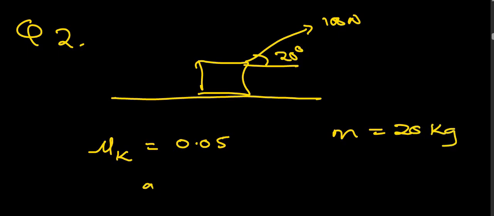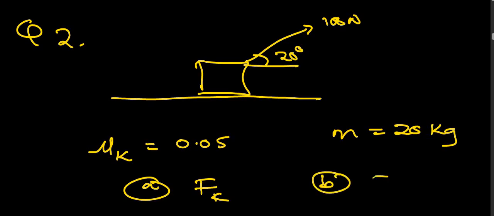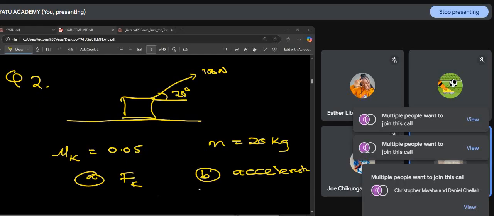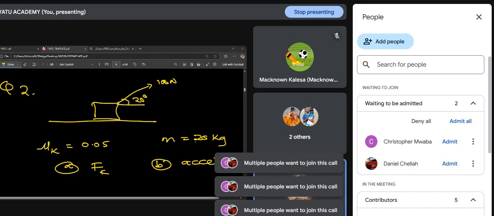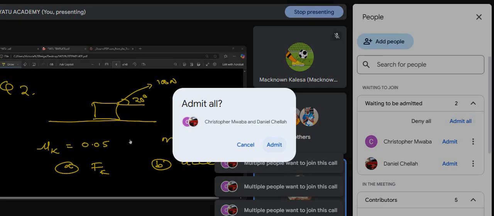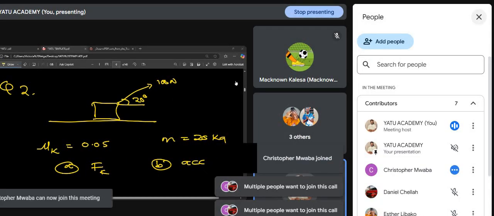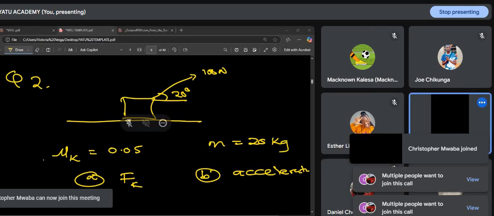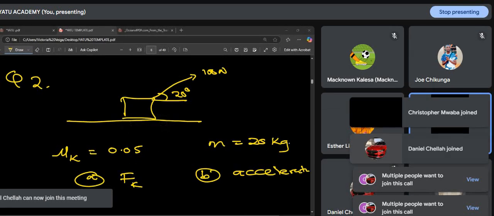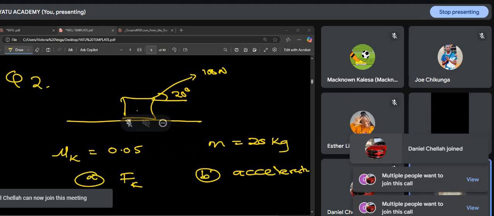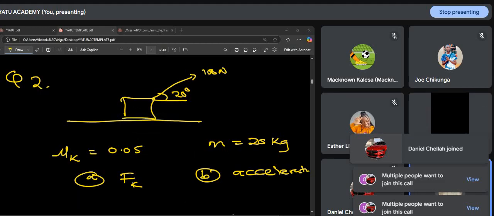So the question was asking us to get the frictional force, and the second one was to get the acceleration when we are done. So we said the only forces that we're going to be having is simply the x component of the force, the 100 newtons. That's what we're simply going to have.